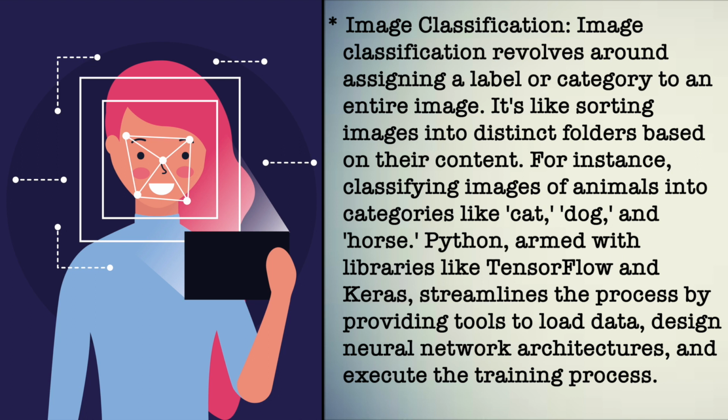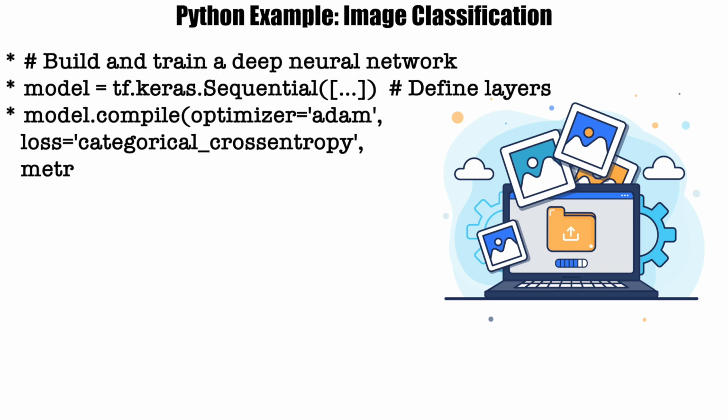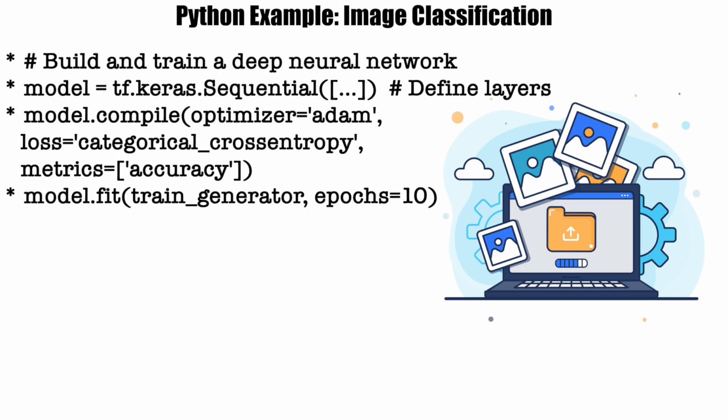Python, armed with libraries like TensorFlow and Keras, streamlines the process by providing tools to load data, design neural network architectures and execute the training process. So this is a simple example for image classification. We can see that we are importing the library files, then loading the pre-processed data, then building and training a deep neural network with the values assigned here, with the optimizer, the loss function and the metrics value. So it is all about image classification.